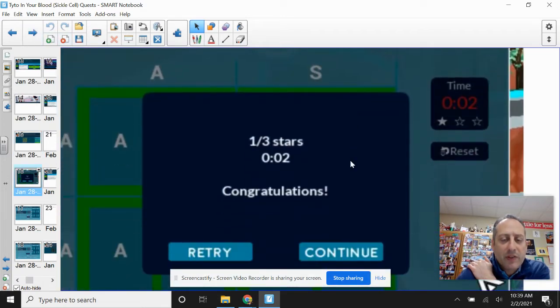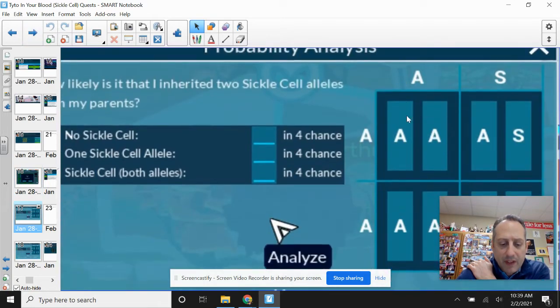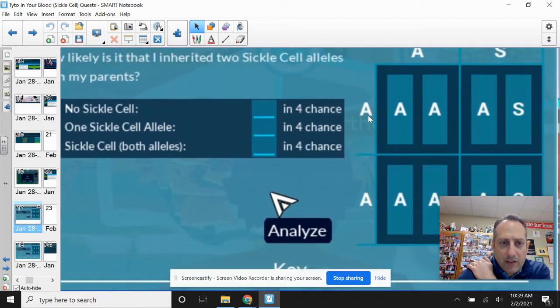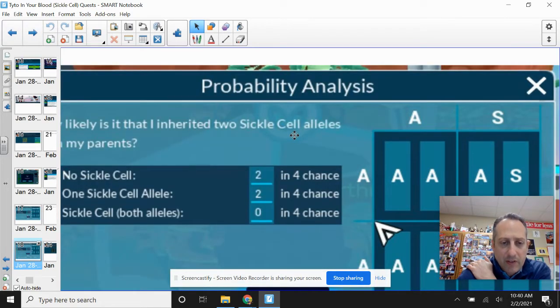There's a Punnett square you have to figure out. Here's the Punnett square done. So you have to figure out the likelihood of 2 sickle cell alleles in your parents. There is, I believe, a 2 in 4 chance that they have 1 sickle allele or no sickle alleles. You can never get both alleles sickle in these combinations here. So that's 0 out of 4. Yep, there's the answer right there.